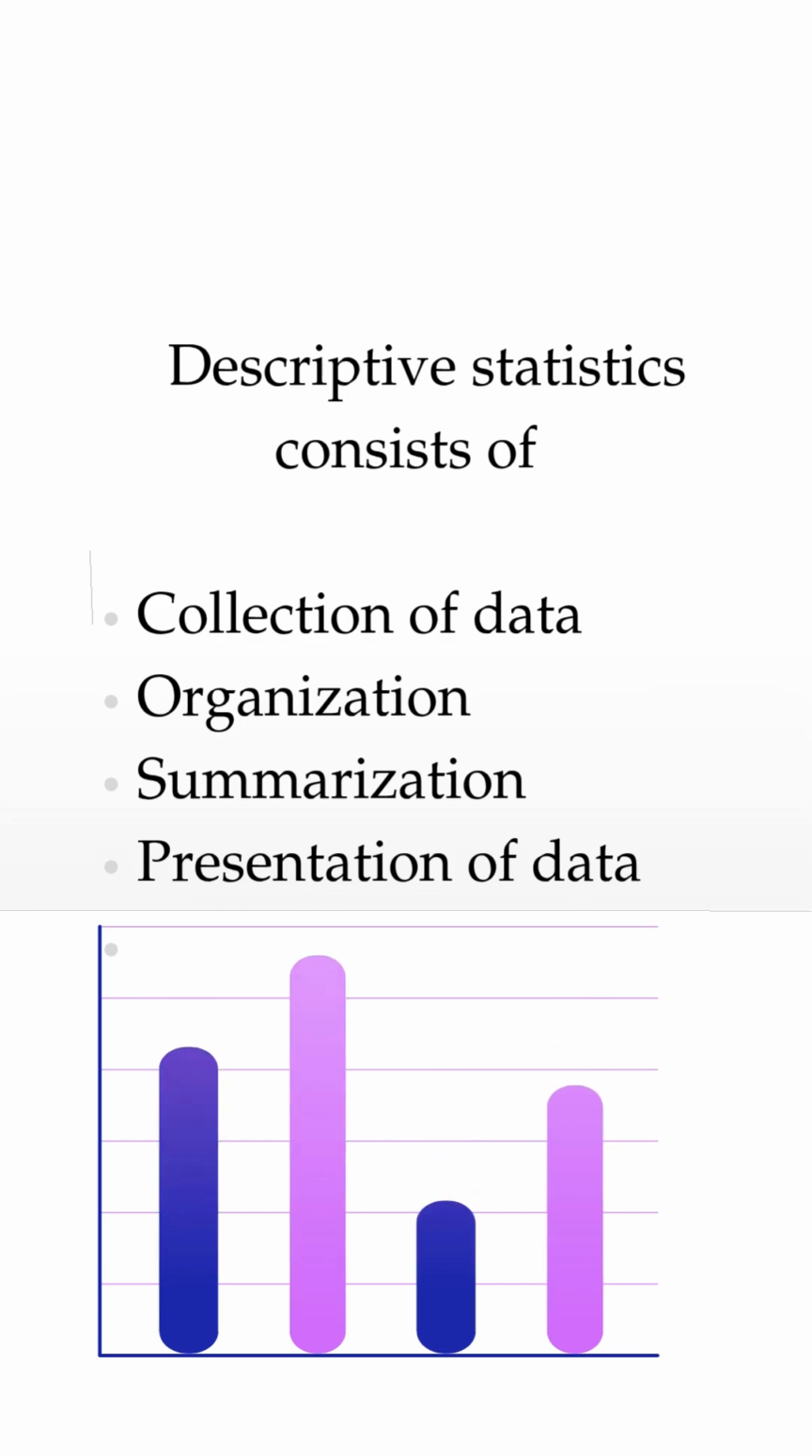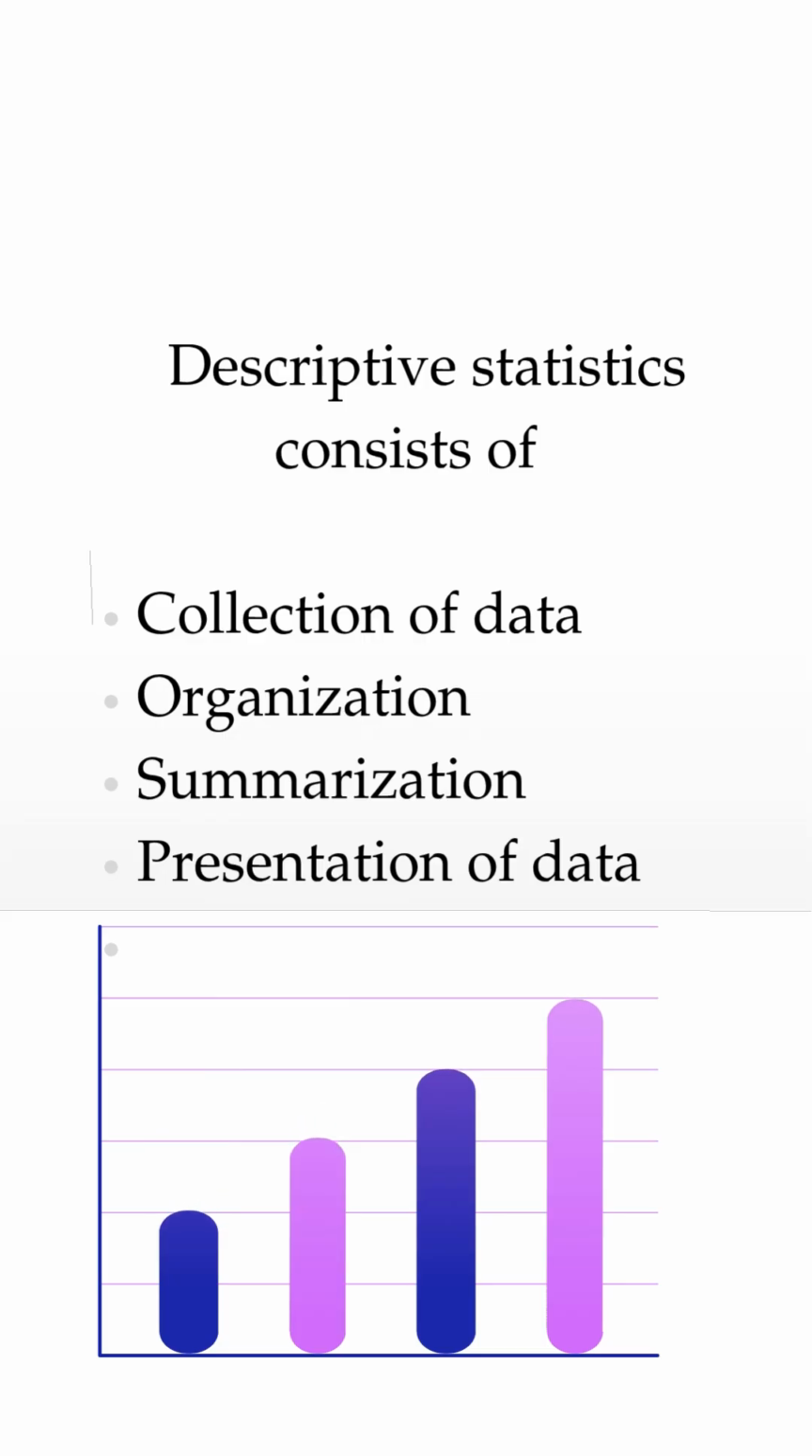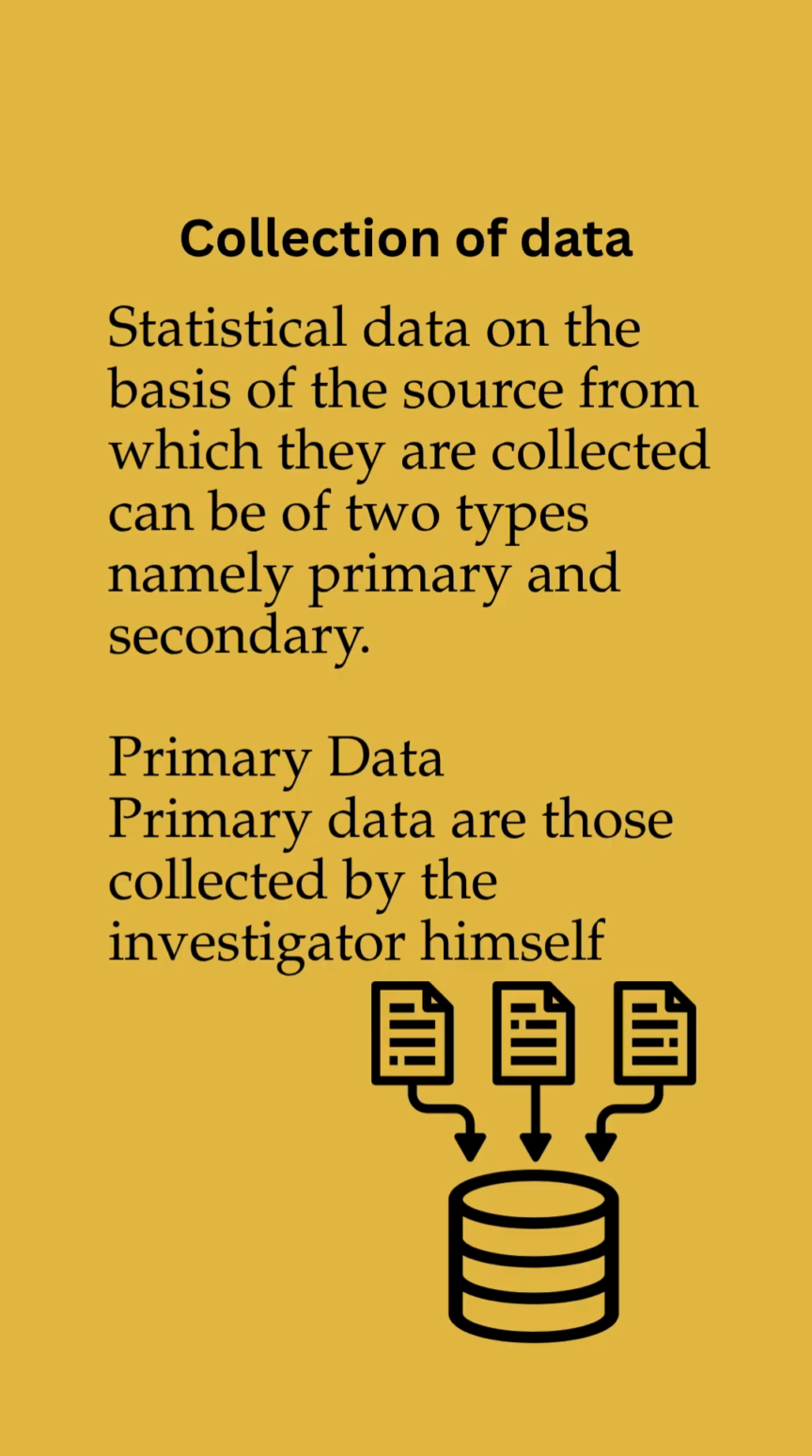Descriptive statistics mainly consists of collection of data, organization, summarization, and also the presentation of data. It is very important that these four steps are understood. It mainly starts with the collection of data. Data collection is very important and it is the first stage.